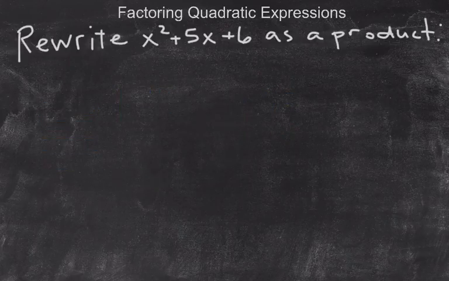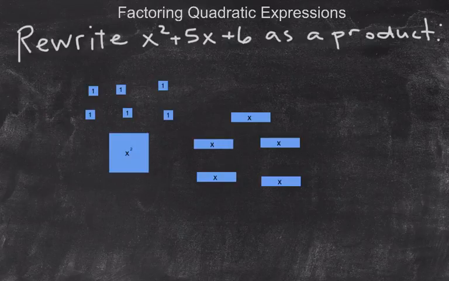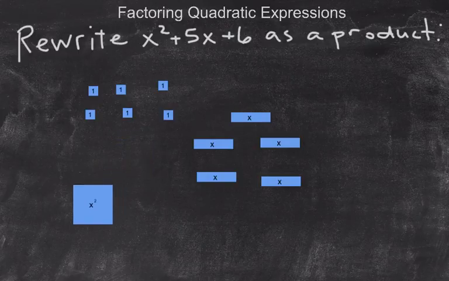To factor one of these quadratic expressions means to rewrite it as a product. So if I'm factoring x squared plus 5x plus 6, I have to start with that many tiles. And what I'm going to do is try to rearrange those tiles in a rectangle so that I can rewrite the area as base times height.